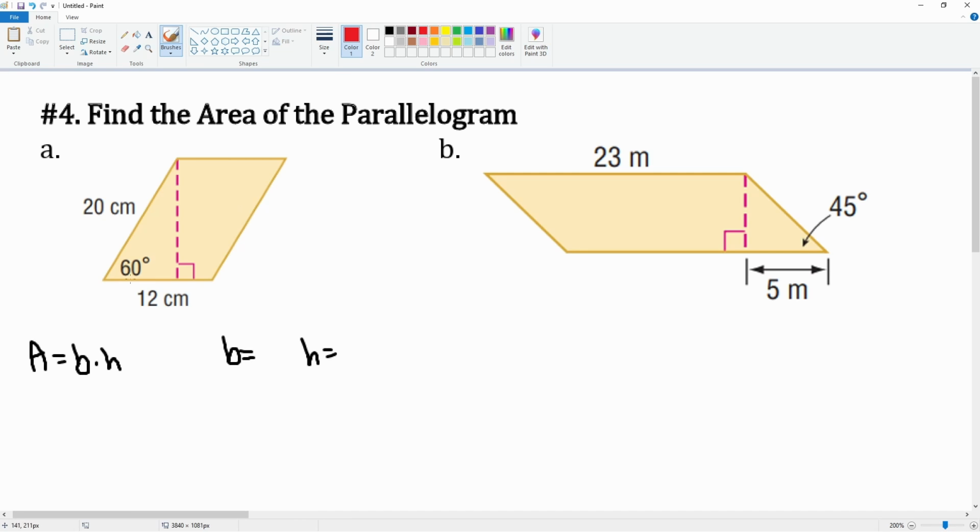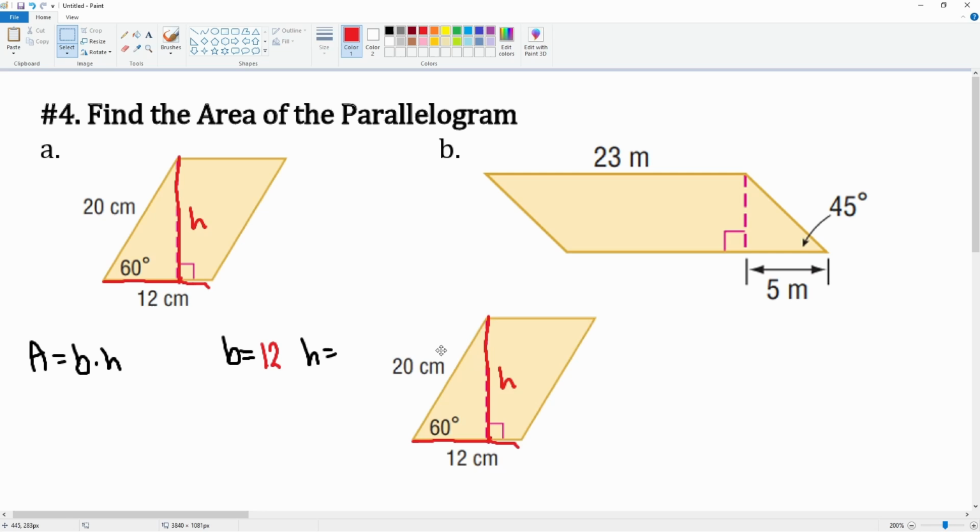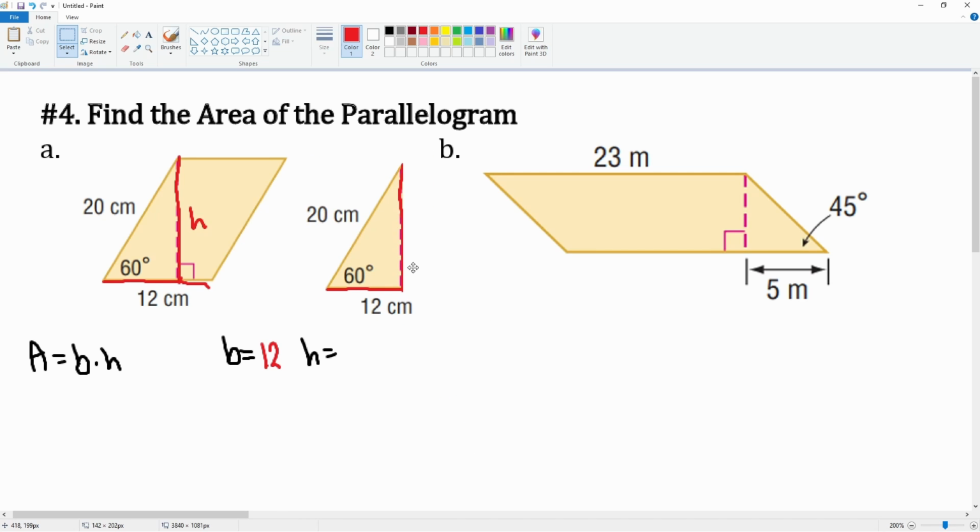Here we have the base, which is going to be that 12 centimeters. Do we know the height? No, it is unknown here. It's this height, okay? But what we do know is that that makes a right triangle. Take a look. This is our wonderful right triangle that is appearing right here. The fact that that is a right triangle, we can actually set up one of our equations for a right triangle to solve for this height right here.